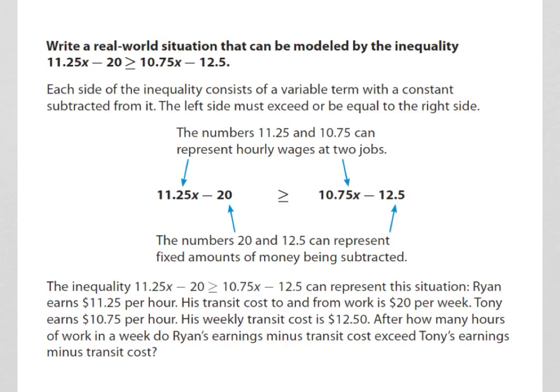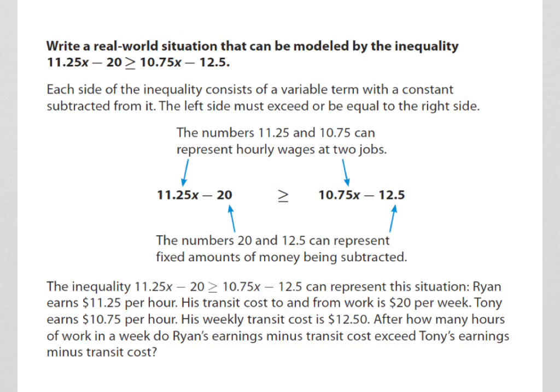So if we notice something about the inequality, we see that each side of the inequality consists of a variable term with a constant subtracted from it, minus 20, minus 12.5. The left side, according to the inequality, must exceed or be equal to the right side. This is what this means. This side must be greater than or equal to the right side.